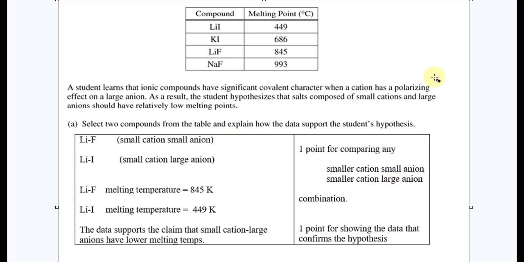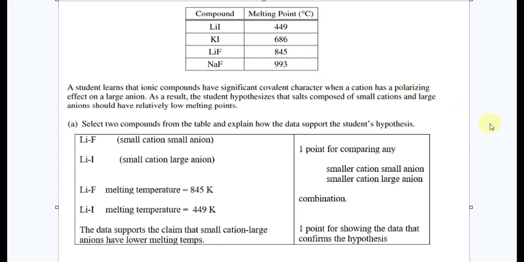You didn't have to learn anything that was exotic. This really wasn't a head scratcher. It was just a matter of reading the question. When you run into a problem like this, don't say, oh, I can't answer it. Read it over again and look for the parts that you recognize. You know cation, you know anion, you know small, you know large, and they gave you the melting temperatures. That's all you had to know.